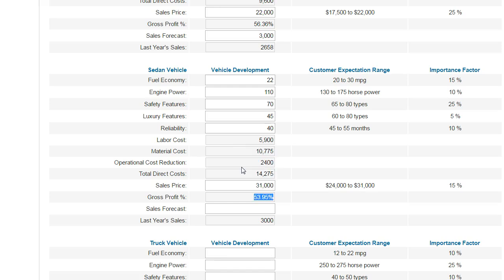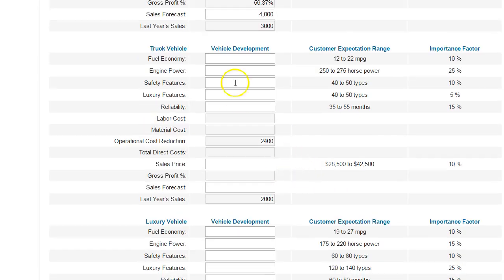And I see that customer expectations have gone up. The amount I can sell the car for has gone up. So things have changed, and I have to be aware. I can't be plugging in the same numbers I had last round.